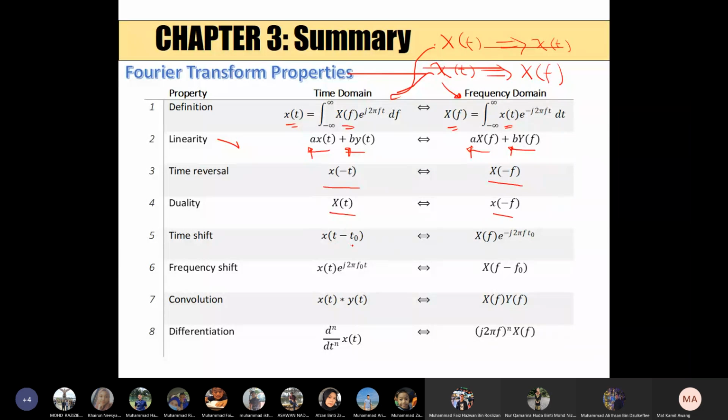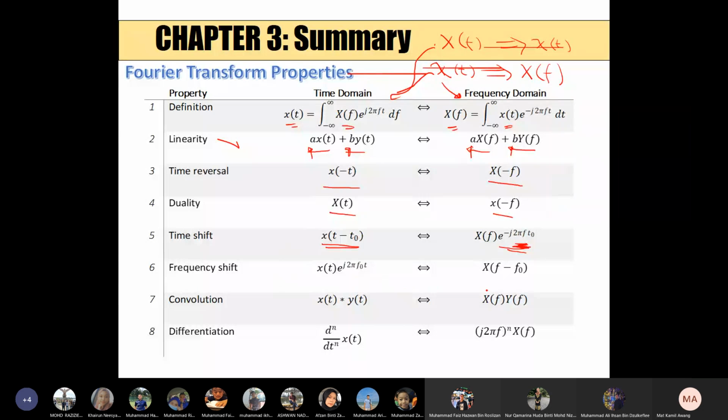Time shifting, you shift in time domain, and you have e to the minus j 2 pi f t naught in the frequency domain. This is really the phase shift, right? You know this phase shift, right? Or you don't know? Sir. So yang angkat graf tu, this time shift in the time domain results in a phase shift in frequency domain.